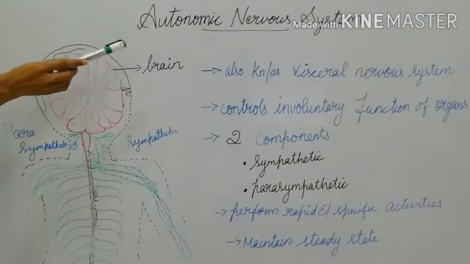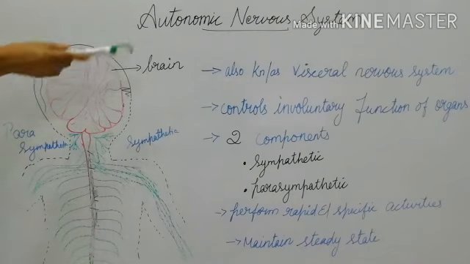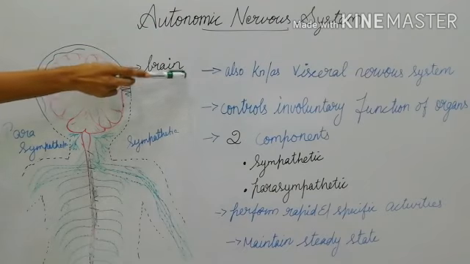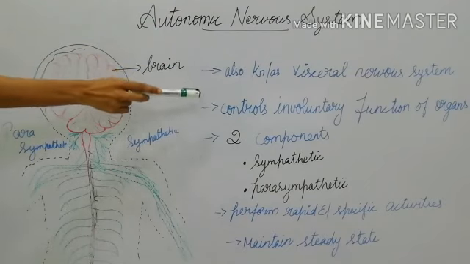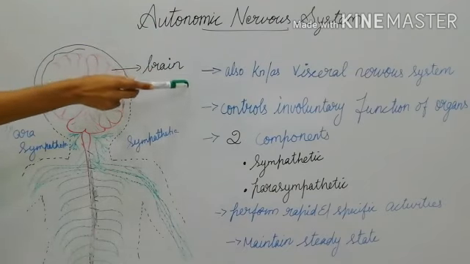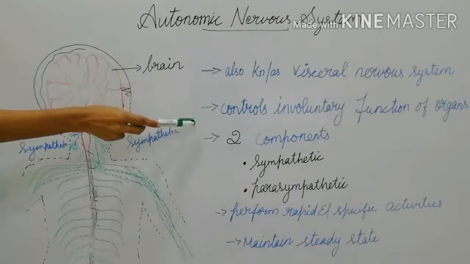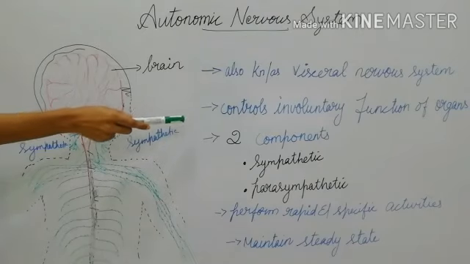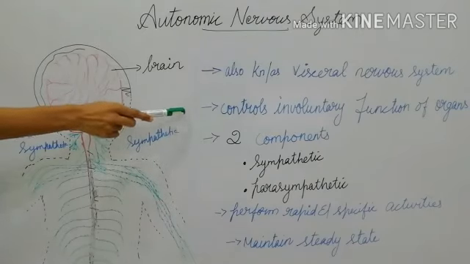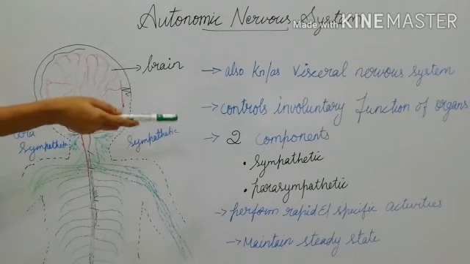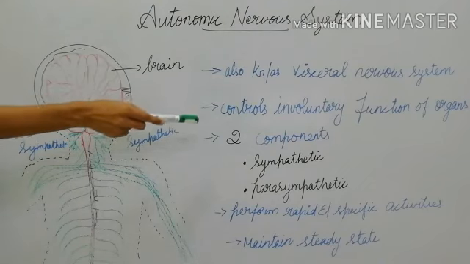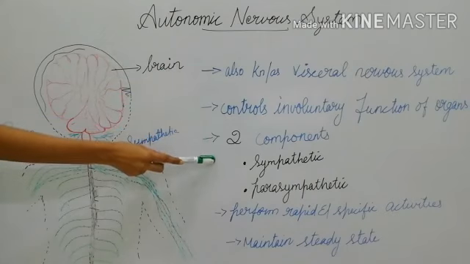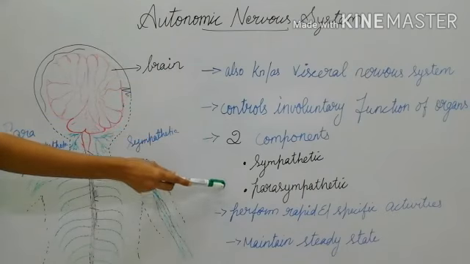Now we can see the next type of nervous system, that is the autonomic nervous system. This autonomic nervous system is also known as the visceral nervous system. Visceral means internal. It controls the involuntary function of the visceral organs, that is, functions which happen without our control in internal organs like lungs, heart, kidney. These are all internal organs. And this nervous system consists of two components: the sympathetic nervous system and the parasympathetic nervous system.